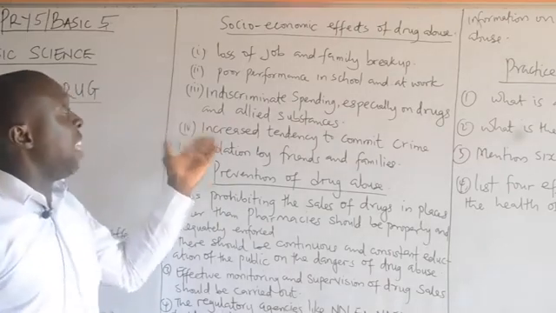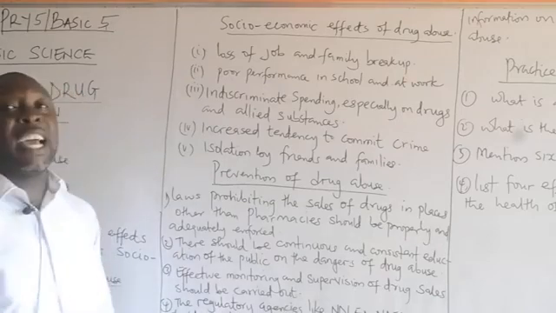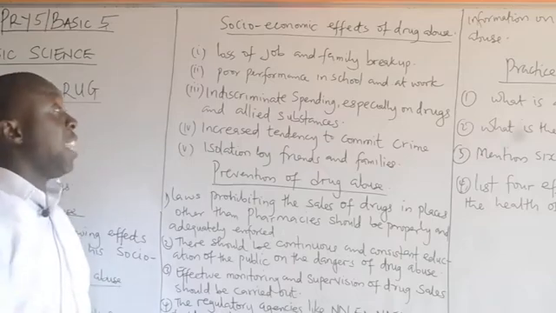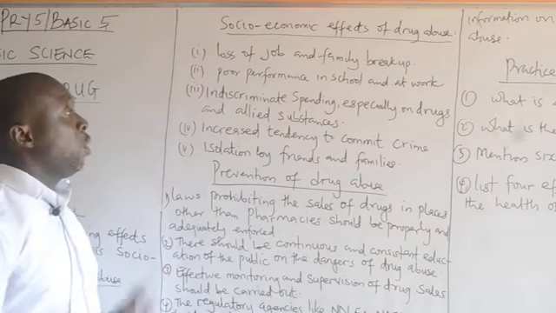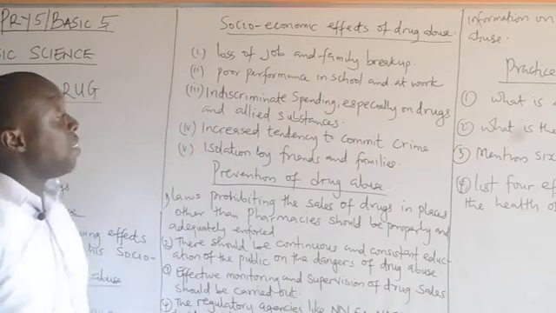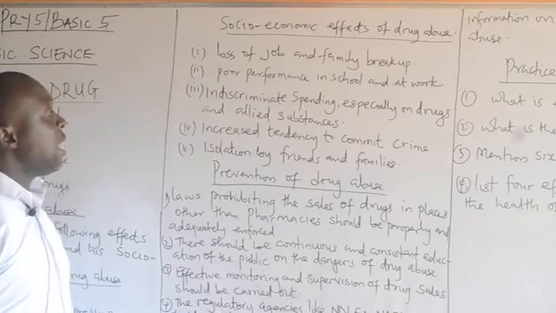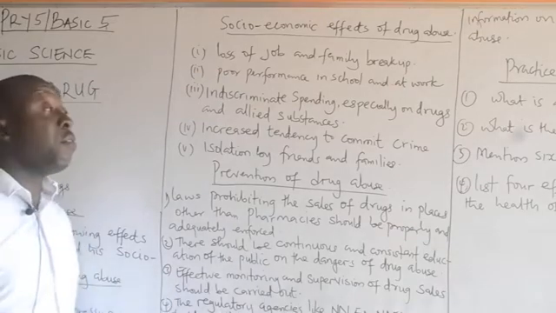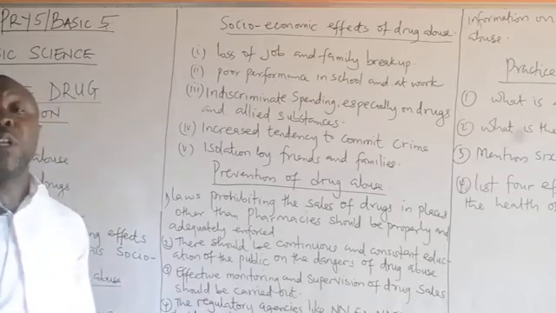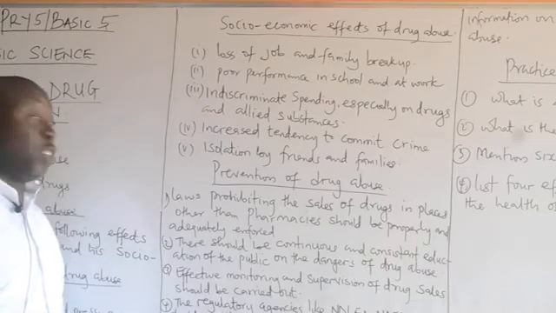Number four, we'll have increased tendency to commit crime. Some persons, when they abuse drugs, they have different kinds of thoughts within them. So it can even lead to the act of committing crime. Then number five, isolation by friends and family. Under this, even families, friends and relatives will not want to identify them. Nobody will want to identify him or herself with somebody that abuses a drug.